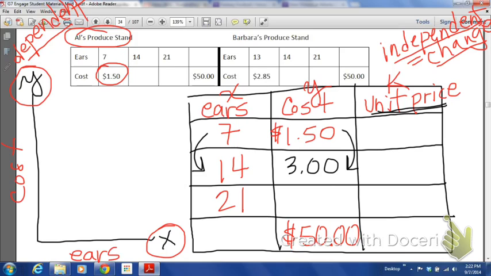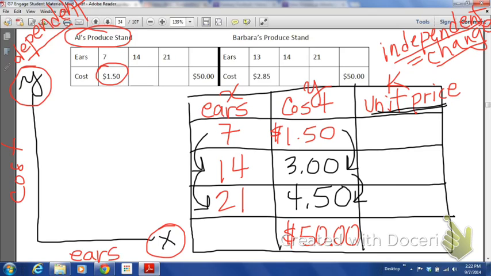We could see the same thing happening here. We went up 7 ears of corn to get to 14. We go up another 7 to get to 21, and we would have another $1.50, and that would be $4.50. Okay, so we can fill those in pretty easily just using ratios, using equivalence, using this relationship without algebra necessarily.